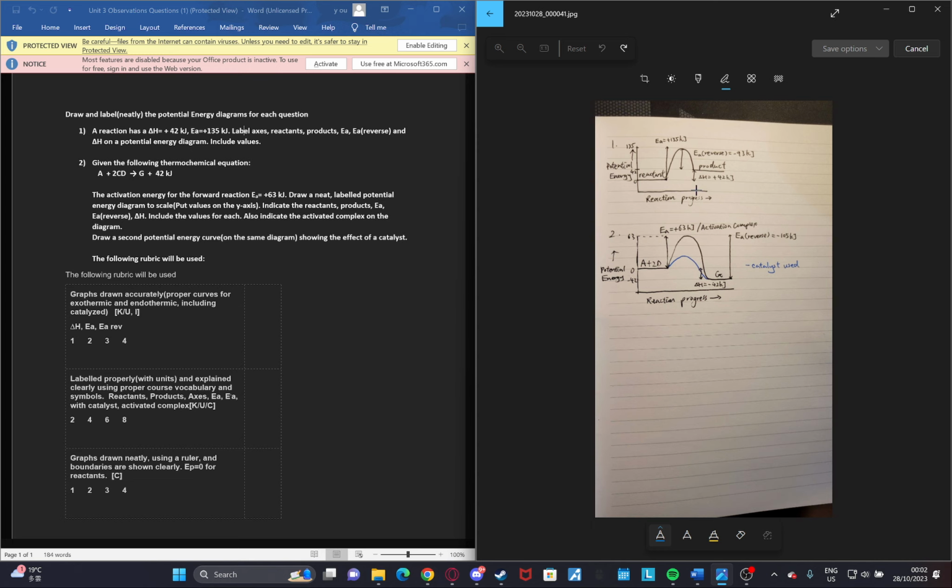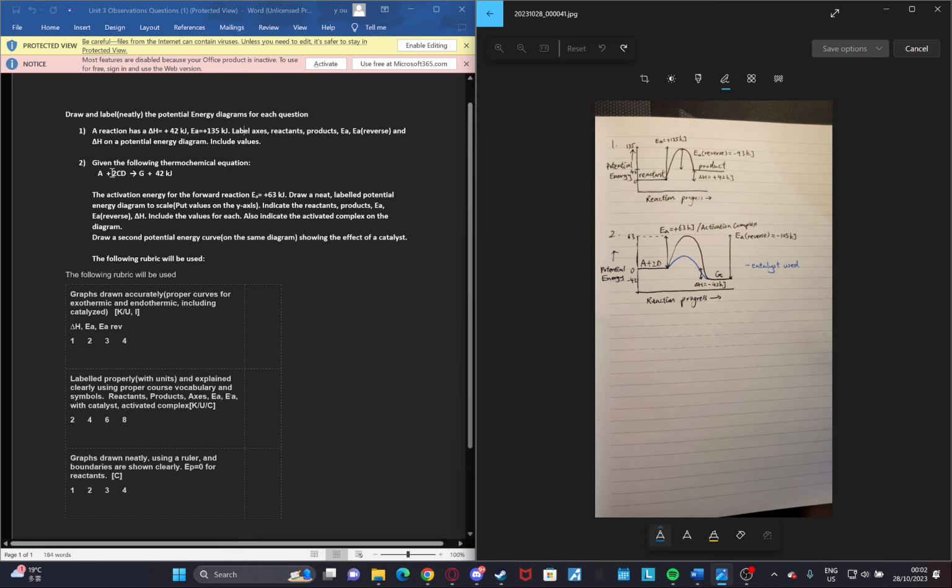And so to get the activation energy for the reverse reaction, we just have to subtract 42 from 135 and get 93 kJ, and that is the value of the activation energy during the reverse reaction to get down to the product side.